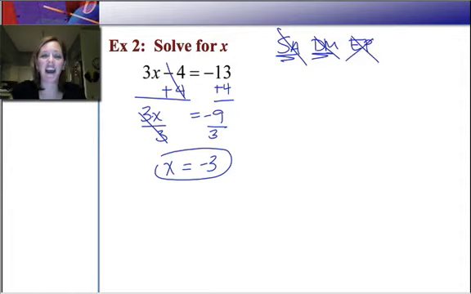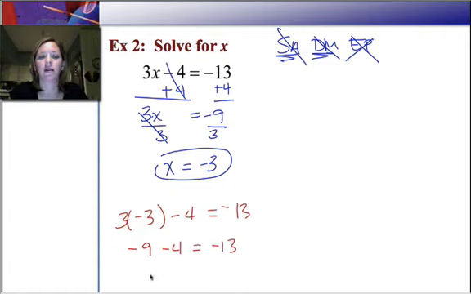Yay! Okay, and then, quick check, plugging it back in. 3 times negative 3 minus 4, does that equal negative 13? 3 times negative 3 is negative 9. Negative 9 minus 4 is negative 13. Negative 13 equals negative 13. Hooray! We did it right.